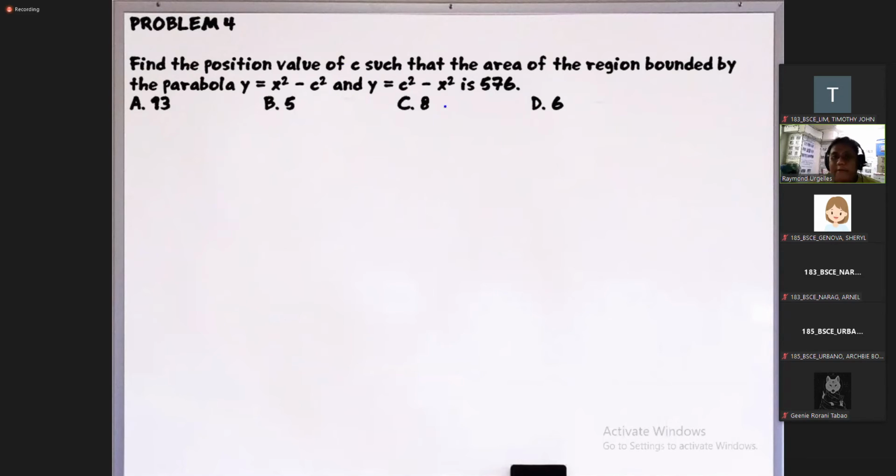First, let's try to graph. Ang way natin sa pag-graph is kukunin muna natin yung standard form ng parabola natin. Sa standard form, naka-isolate lang yung naka-square na variable. Kaya dito yung naka-square na variable is x. So we have x squared is equal to, this will be y, then that is plus c squared. Okay, this is our standard form.